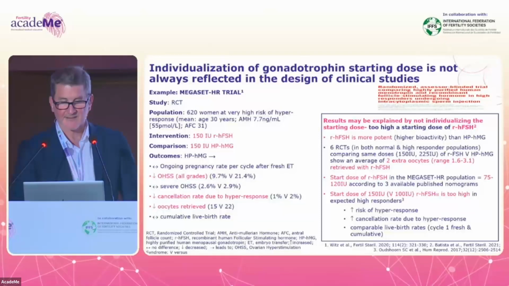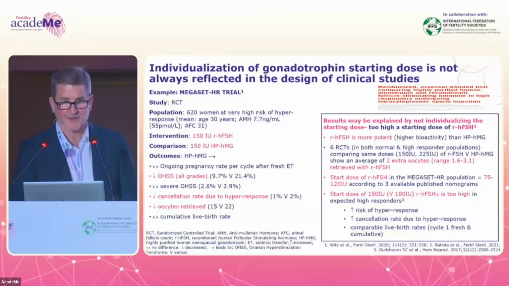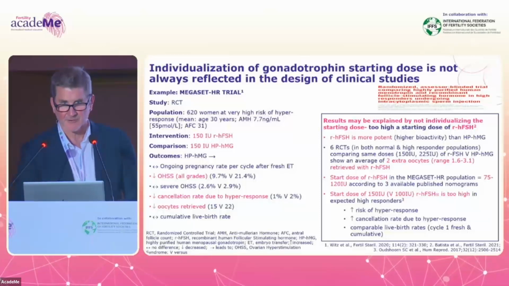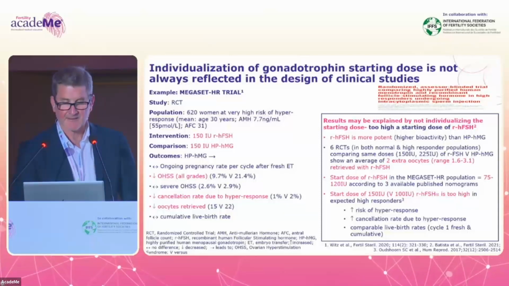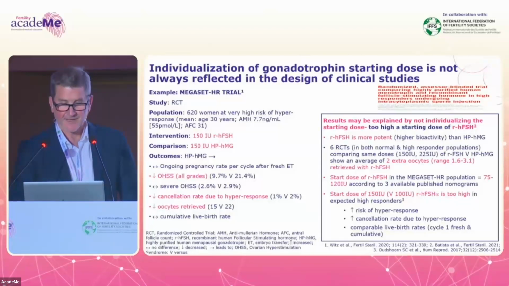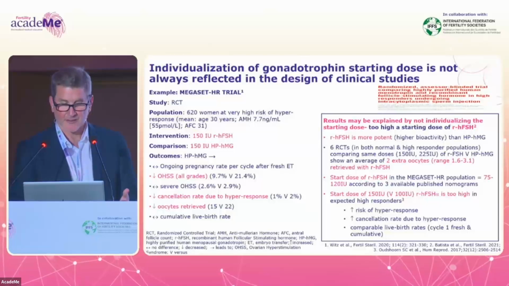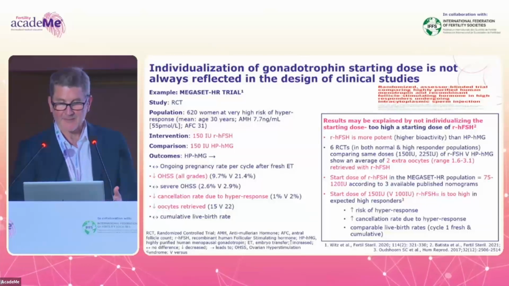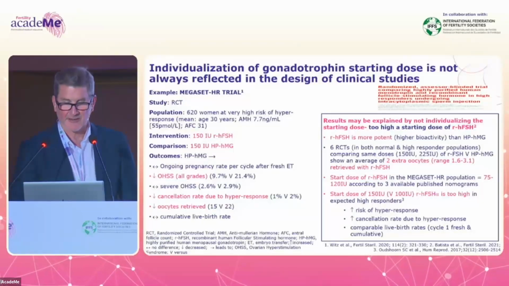There have been 6 RCTs in both normal and high responders comparing the same doses, either 150 or 225 IU, of recombinant FSH with highly purified HMG, and they showed on average an extra 2 eggs with the recombinant FSH. The start dose of the recombinant FSH in that trial should actually have been between 75 and 120 international units, and that's based on 3 available published nomograms.